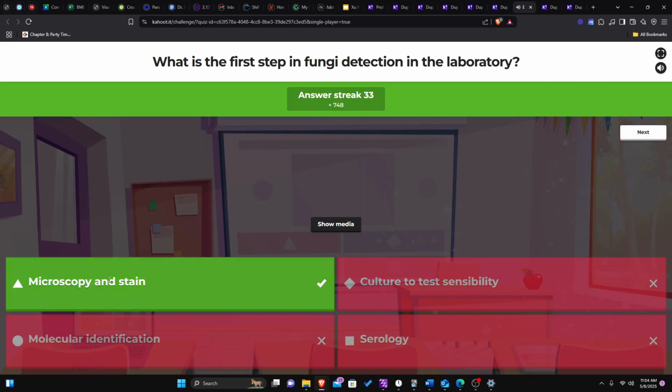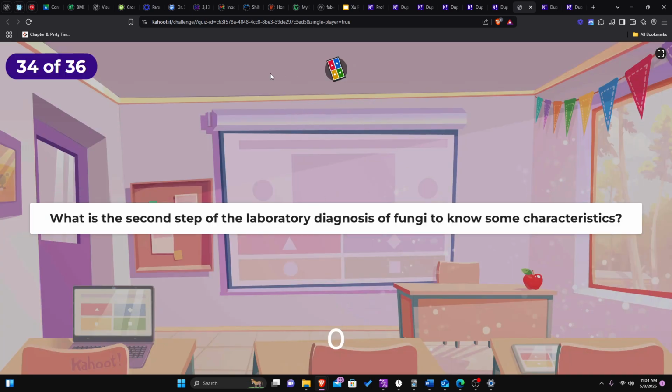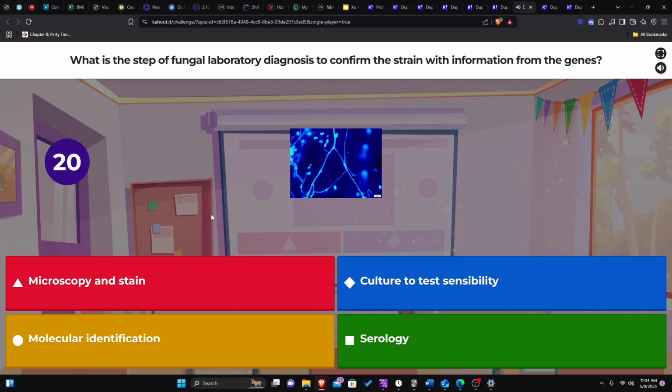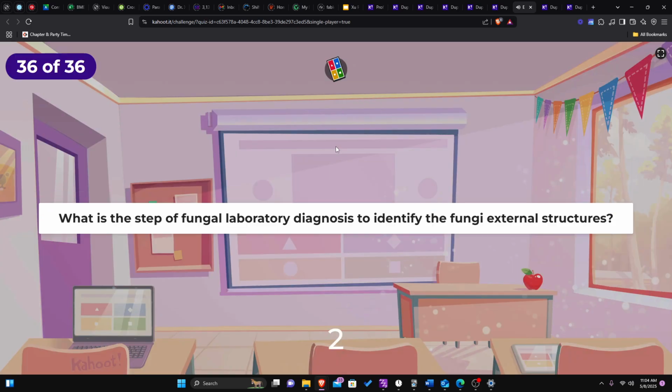First step is microscopy and stain. Then the second step is culture to test sensitivity. Microscopy and stain. Then we culture out. Second step is to culture to test sensitivity. Confirm is going to be molecular identification.